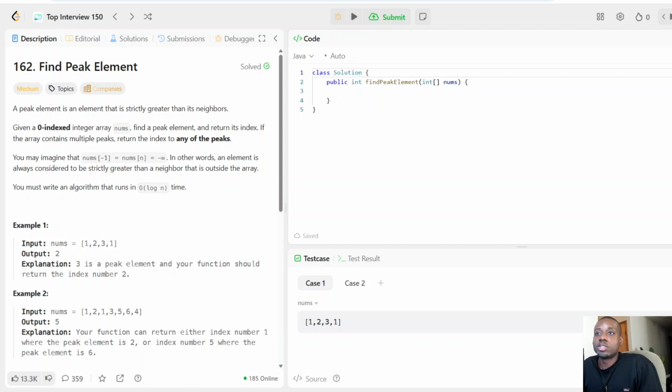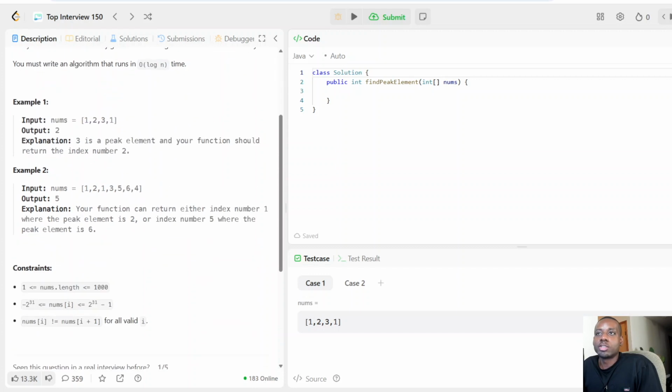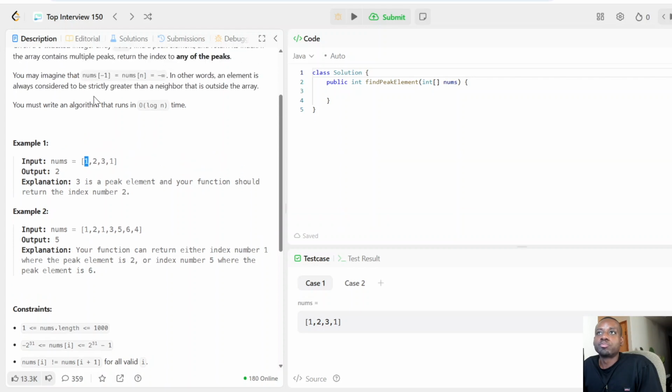Very interesting. Okay, so you may imagine that nums[-1] = nums[n] = negative infinity. So what they're saying, guys, in other words, is that an element is always considered to be strictly greater than a neighbor that is outside the array. So for the first index, there's no left neighbor, so you can imagine that the neighbor to its left, nums[-1], is equal to negative infinity. Just like the right one: there's no right neighbor, so we consider its right neighbor to be negative infinity. So that's kind of what they're saying here.